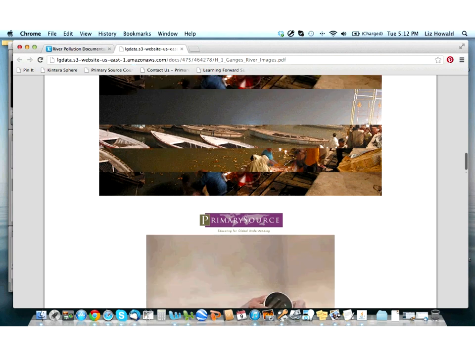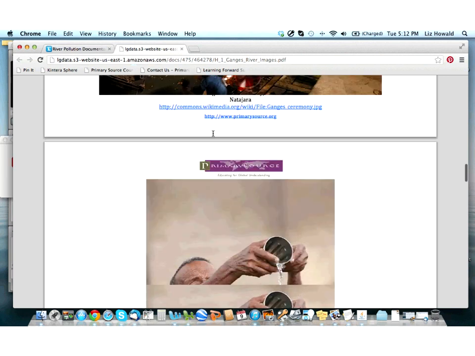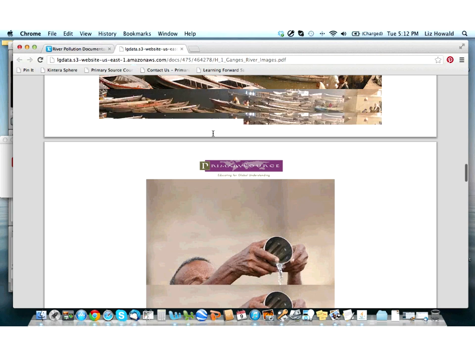Liz, can you pause on one of the pictures so we can just have a minute to look at it? Oh, sure. You can pause on each of them.